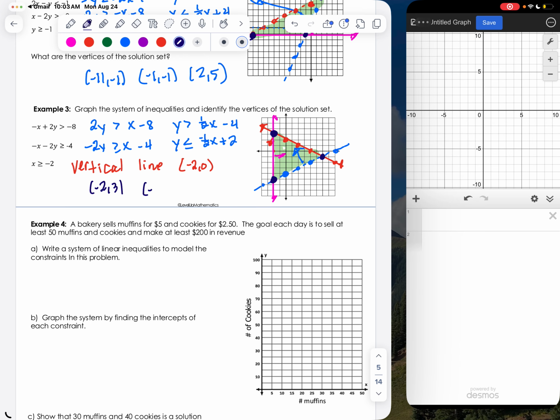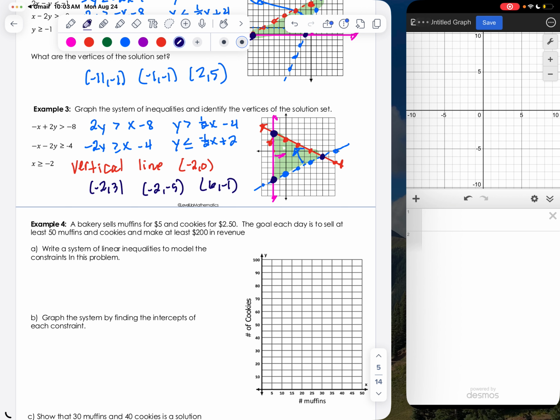Negative 2, negative 5 is the bottom one. And then 1, 2, 3, 4, 5, 6, 7. Or is it 6? 1, 2, 3, 4, 5, 6, negative 1 is our final. All right.